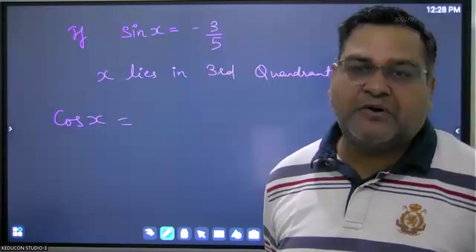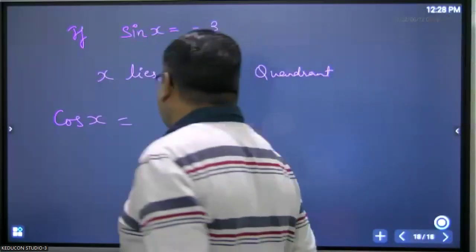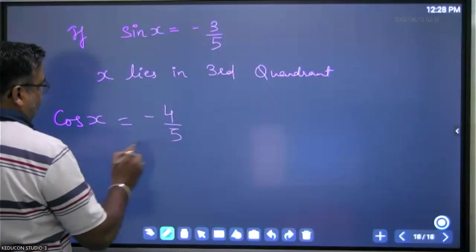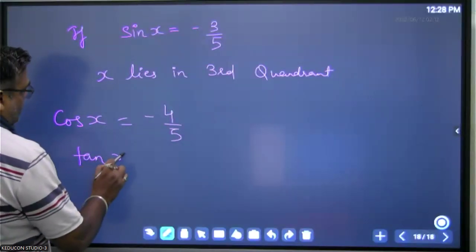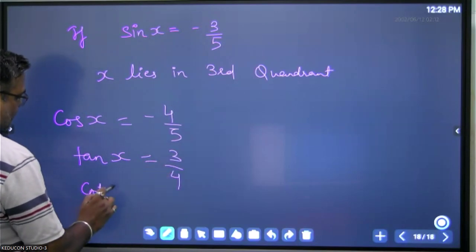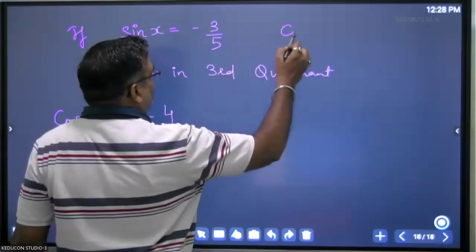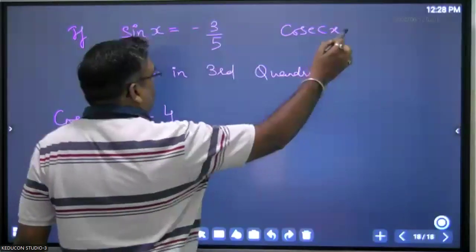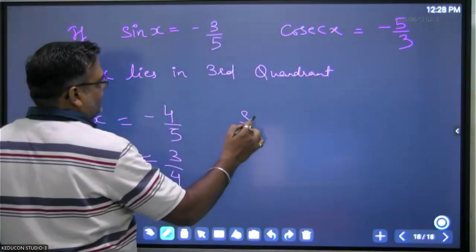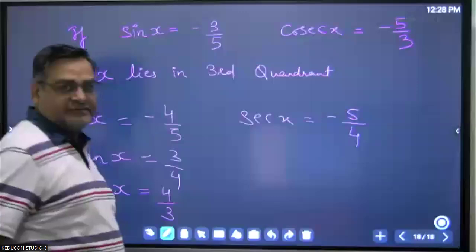But tan will be positive, right? Why? Because it is the third quadrant and in the third quadrant tan is positive. Cos x will be minus 4 by 5. Tan x will be plus 3 by 4. Cot x will be 4 by 3. Right? Secant will come from here as the reciprocal. That will be minus 5 by 3 for cosecant, and secant x will be minus 5 by 4. Is this clear?